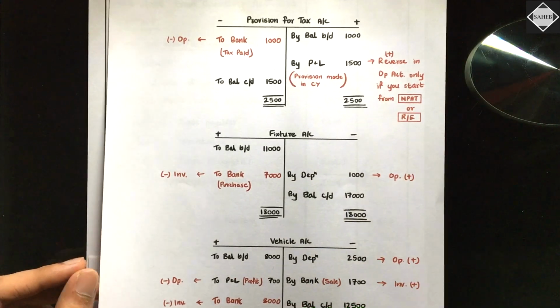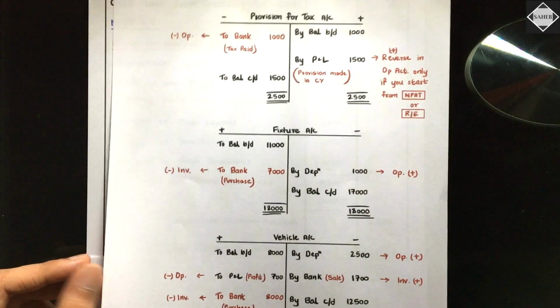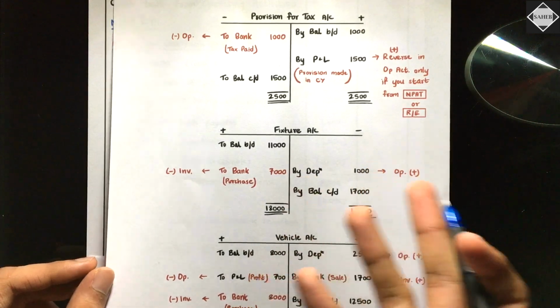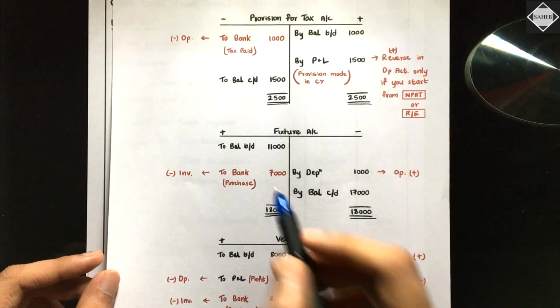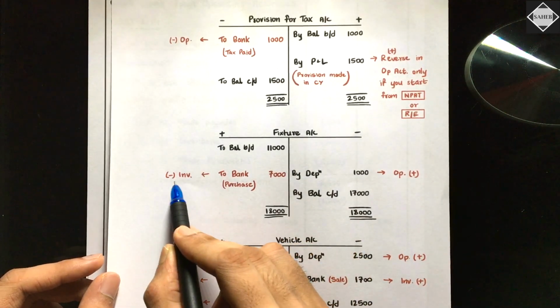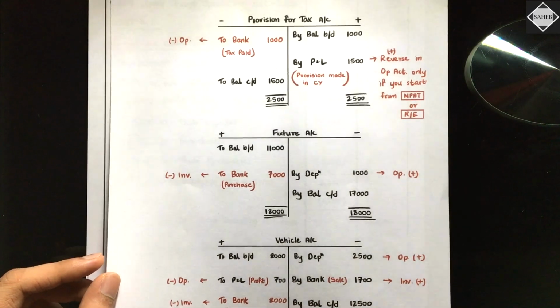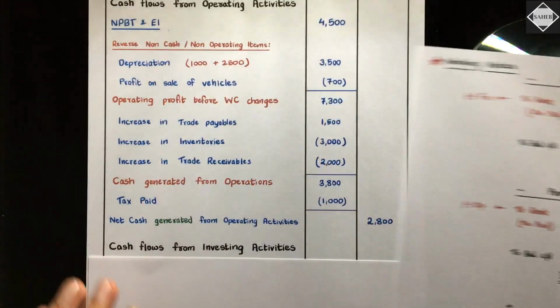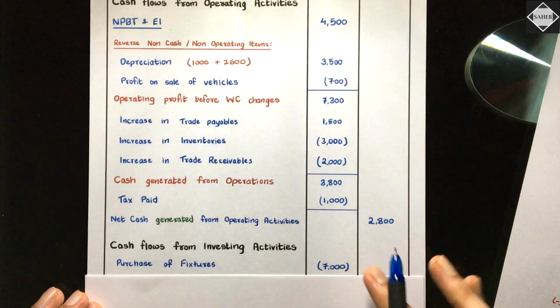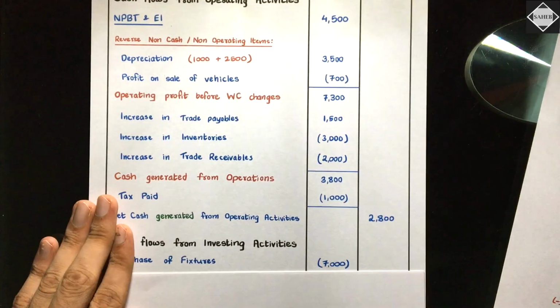So always PPE are very important for investing activities because you have invested your money in PPE, in long-term assets, right? So see, you have purchased fixtures. This has to be subtracted in investing activity. Okay, so 7,000 you have to subtract. Purchase of fixtures, 7,000 minus. Is it clear? Do you understand the logic?